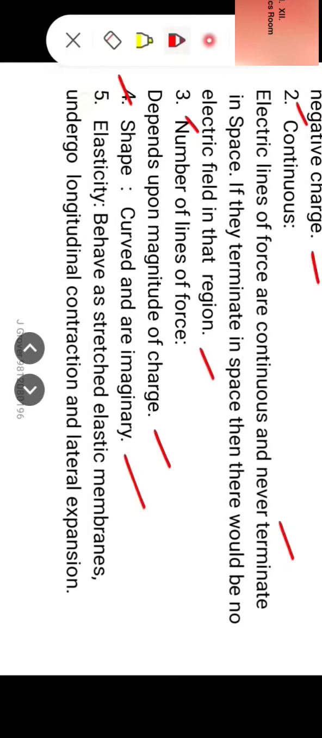Now elasticity. Electric lines of force behave as stretched elastic membranes. They undergo longitudinal contraction and lateral expansion.